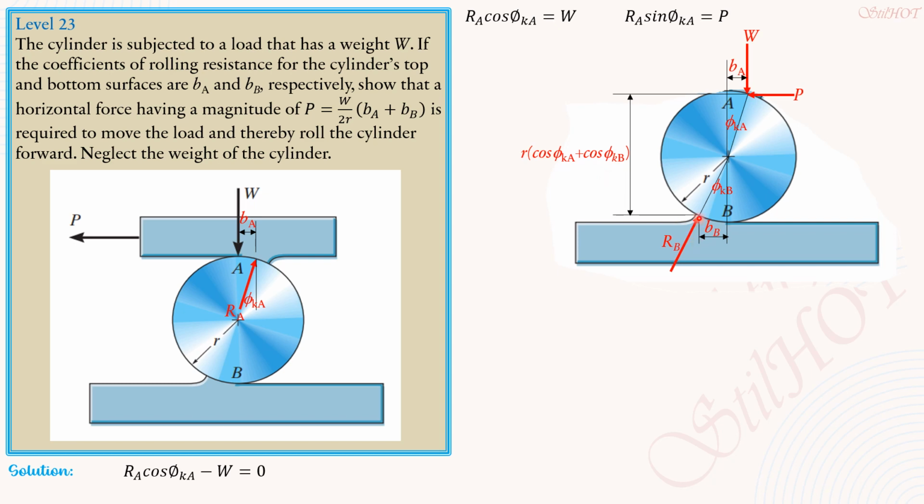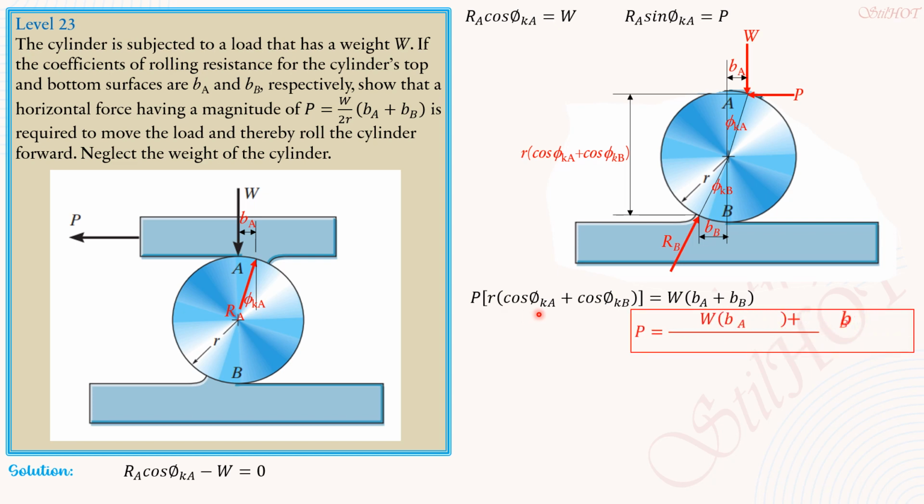So summation of moments about this point here equals 0. So P times quantity R times quantity cosine of phi sub kA plus cosine of phi sub kB equals the moment of W, which is W times quantity b sub A plus b sub B. So from there, we can now derive P accurately. It is equal to W times quantity b sub A plus b sub B over R quantity cosine of phi sub kA plus cosine of phi sub kB. So that's the accurate formula for P.